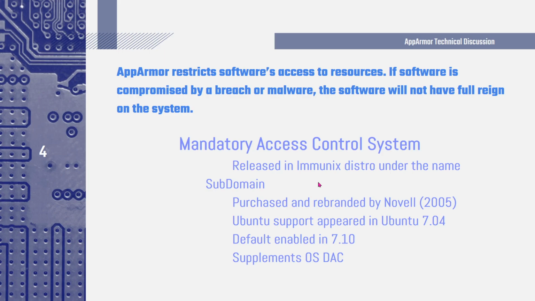AppArmor restricts software access to resources. If software is compromised by a breach or malware, the attacker will not be able to do whatever they want with the software. It's a mandatory access control system first released in a Unix distro, purchased by Novell and then placed in Ubuntu. It supplements the operating system discretionary access control that's already in place.